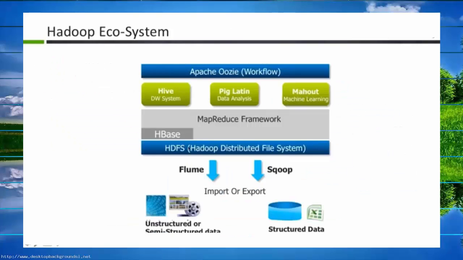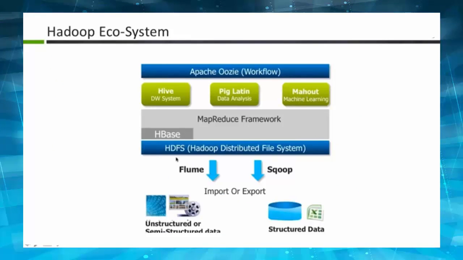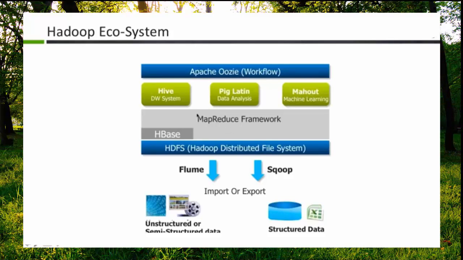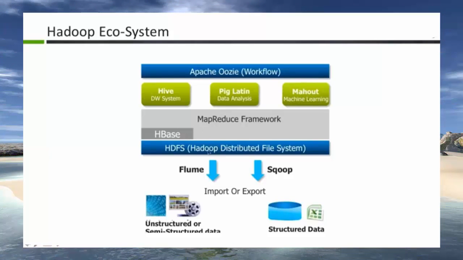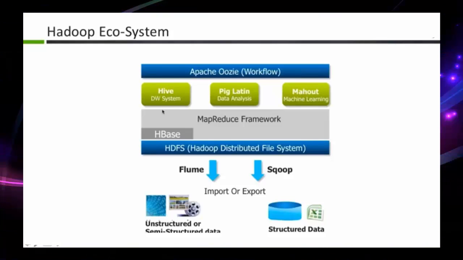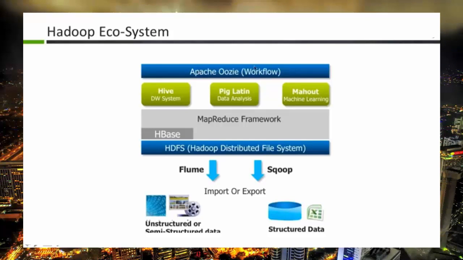In the Hadoop ecosystem, you have the Hadoop Distributed File System for loading data, and you also have a NoSQL database in which you can load data, which is HBase. MapReduce framework is the programming model which is used to read and write data from the distributed file system. All these are open source, all these are freeware. Then Hive is the data warehousing tool, Pig is the data analysis tool, Mahout is machine learning, Apache Oozie is the workflow management tool.